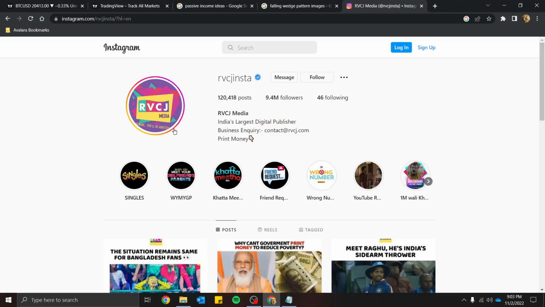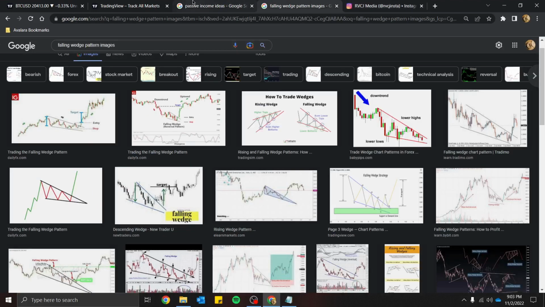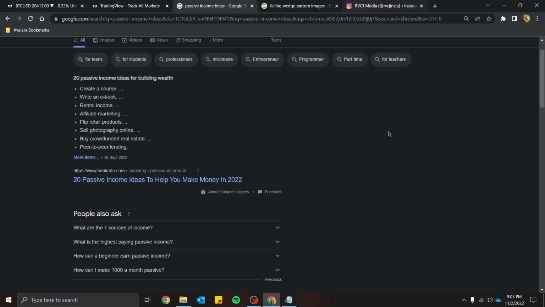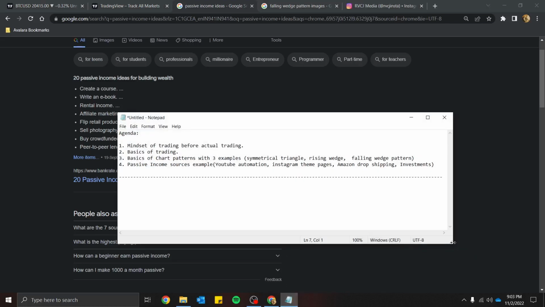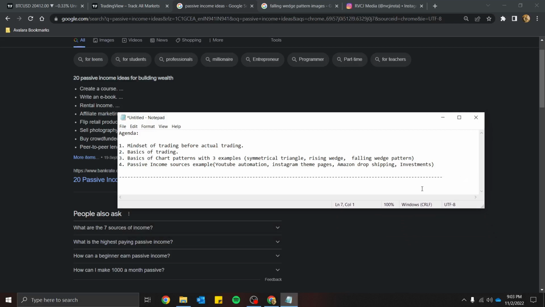Likewise, they do a couple of brand sponsorships and many kinds of collaborations on the basis of the payment which they get from the brands, right? So Instagram theme pages are a kind of digital online business which you can start.